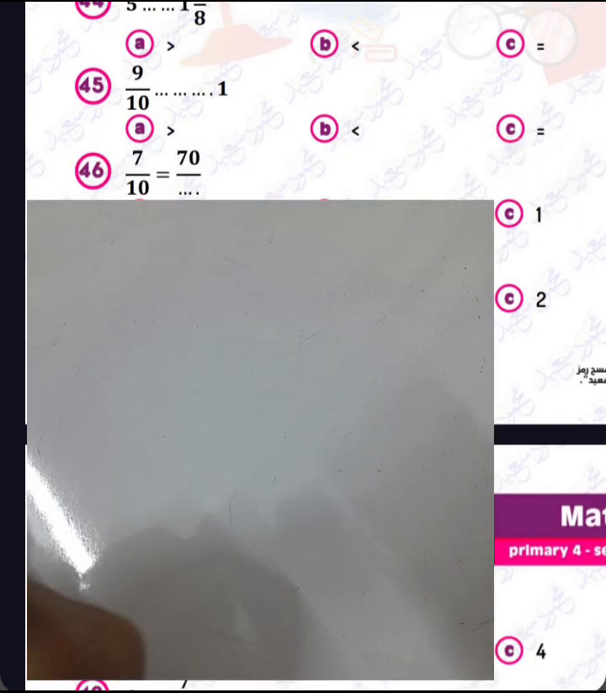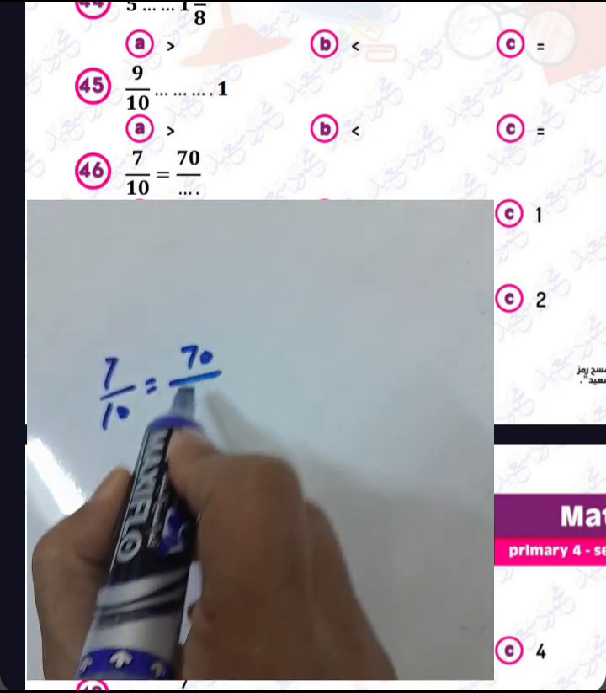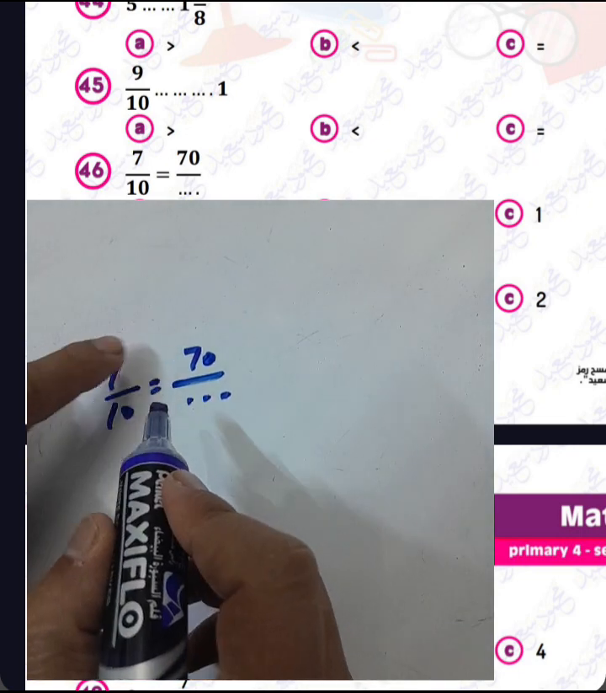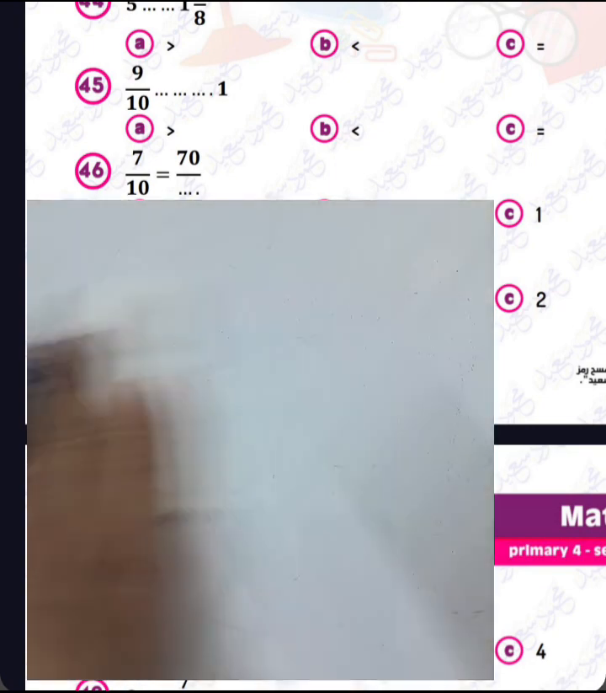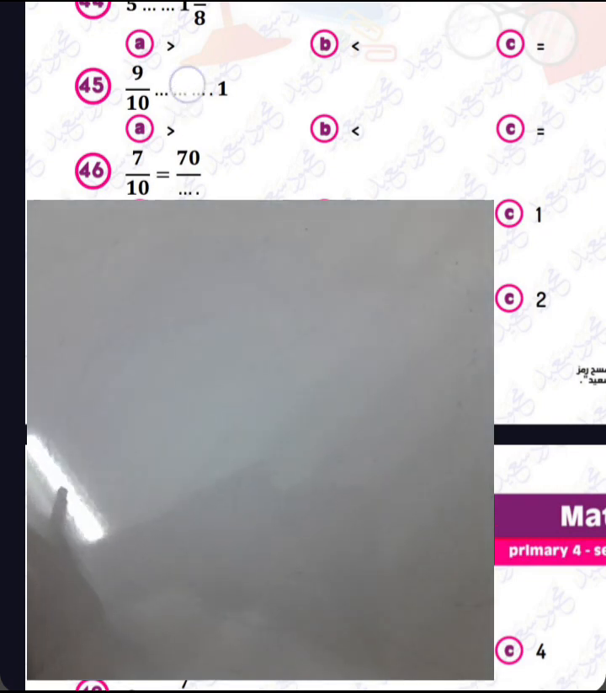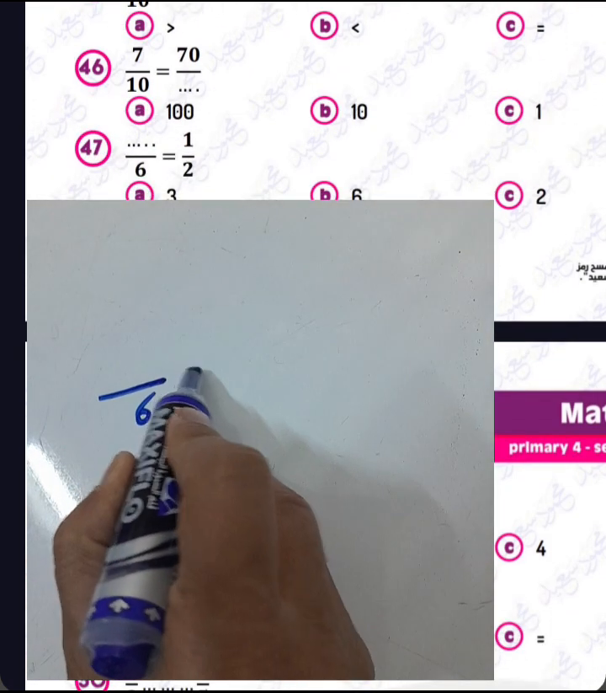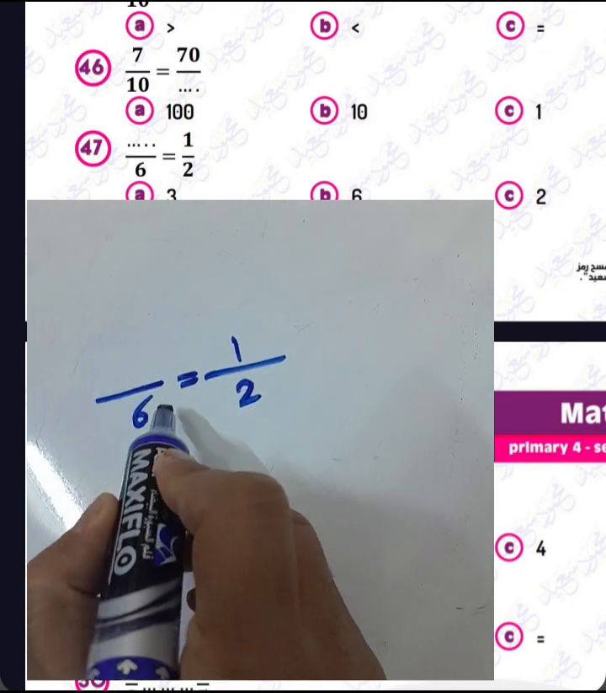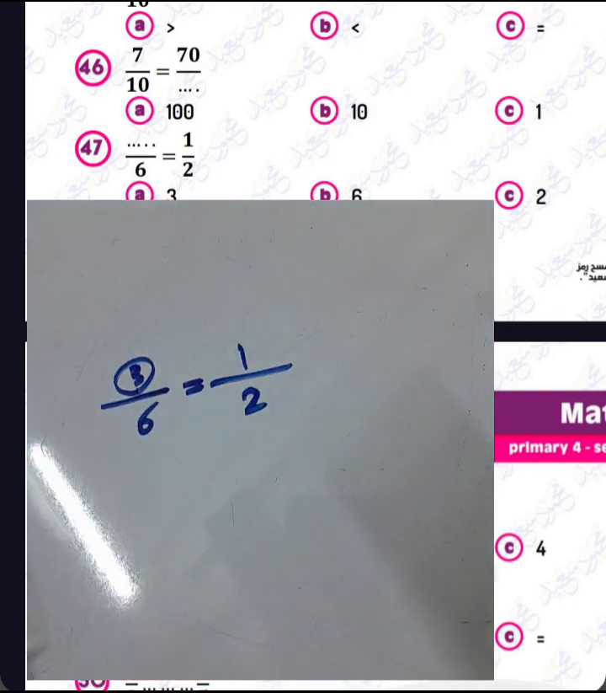7 over 10 equals space over 100. 7 times 10 equals 70. Then 10 times 10 equals 100. Next question. Space over 6 equals 1 over 2. We have half of 6, which is 3.